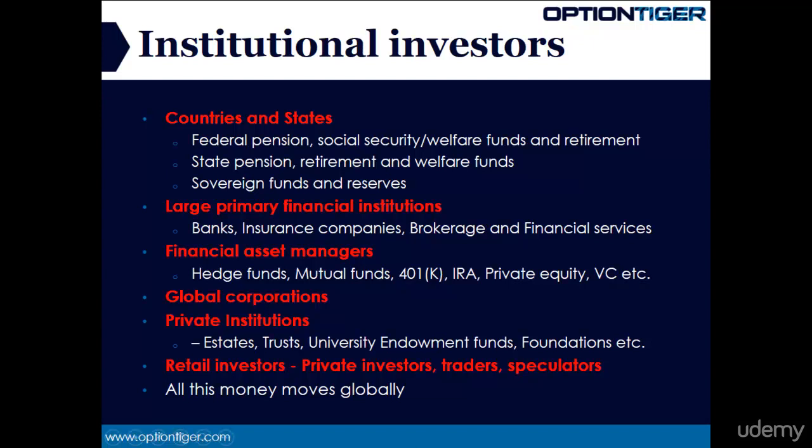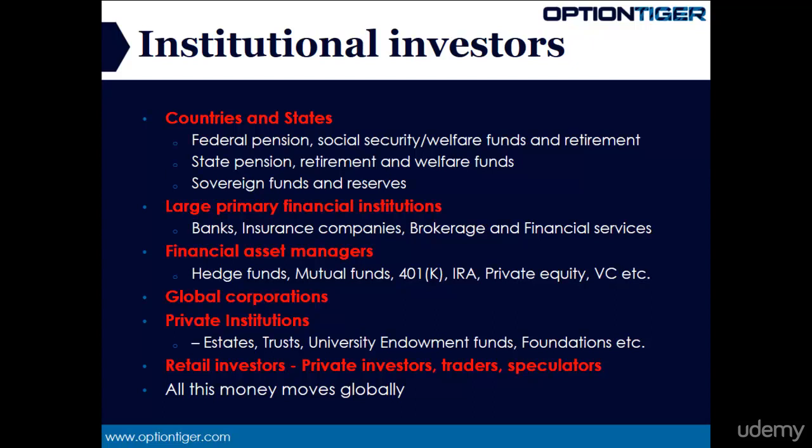Then we have state pension funds. If you've heard of CalPERS, the California pension fund is about 400 billion, just one state. And so you have all these different state pension funds, retirement funds, and welfare funds. Then countries have reserves. For example, China has about $3 trillion worth of reserves. They also have sovereign funds. Sovereign funds are like venture funds, but they're sponsored by the country. So you'll have sovereign funds from Singapore, China, UAE, and all these kinds of countries. These are all investment funds that want to get the best return from anywhere in the world.